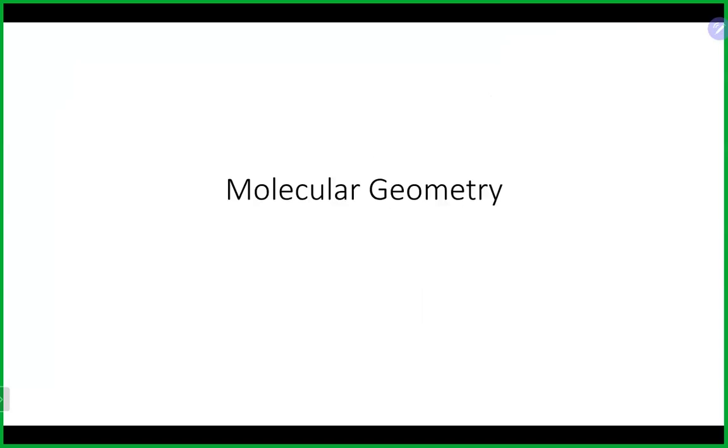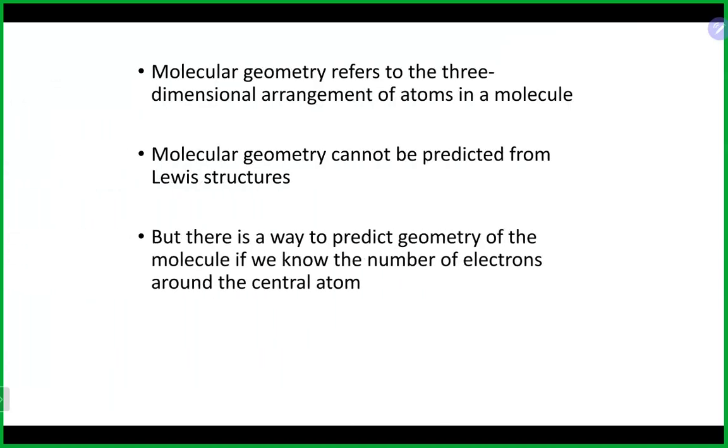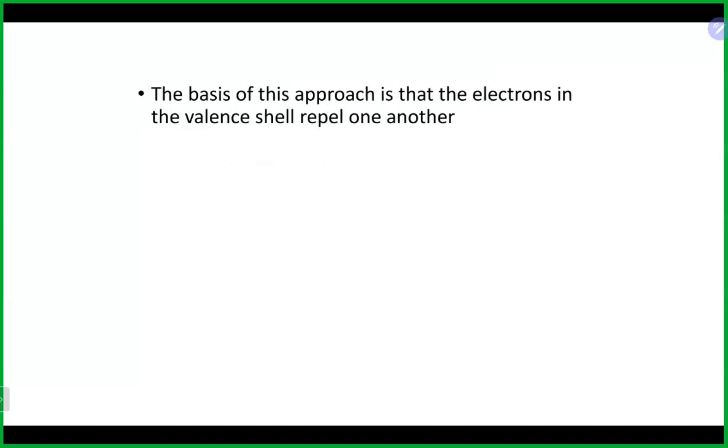So let's talk a little bit about geometry and molecular geometry. When we talk about geometry, we can predict geometry from a Lewis structure, and really the central atom: what is it attached to, how many bonds does it have, and how many electron pairs are there around the central atom?